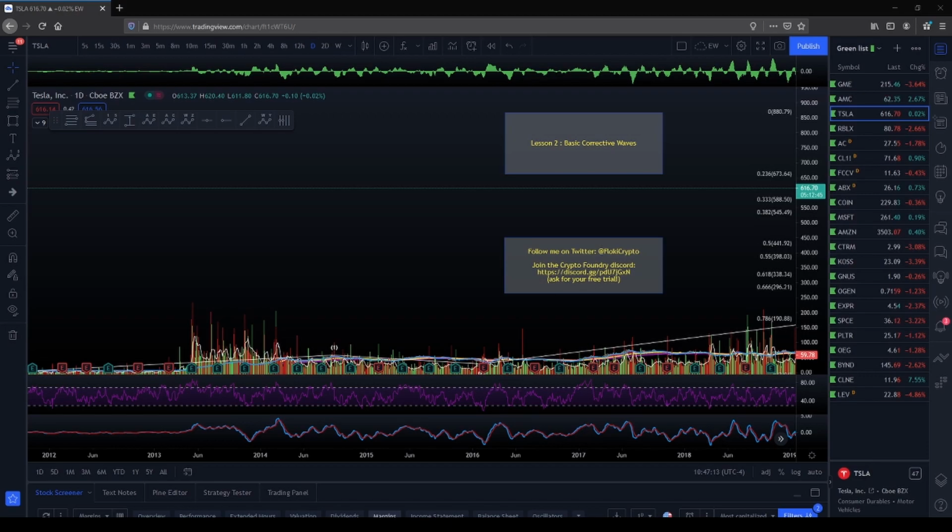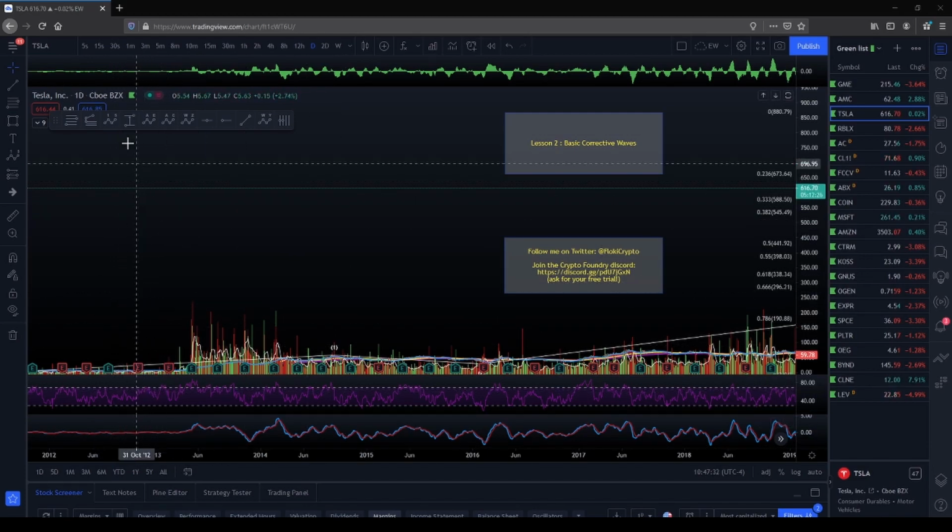We'll be covering the basic corrective waves today. So let's get right to it without further ado. Let's start out with the zigzags.